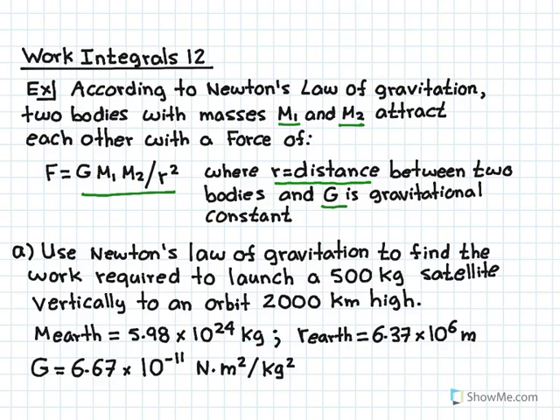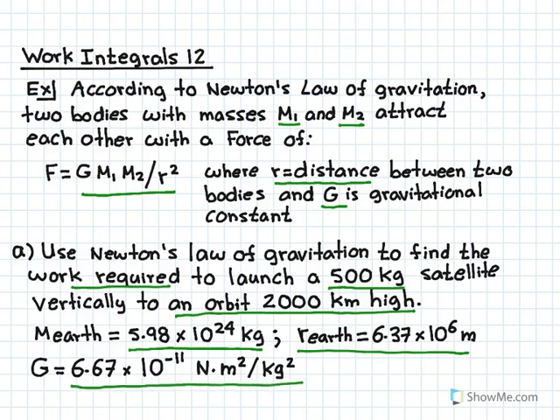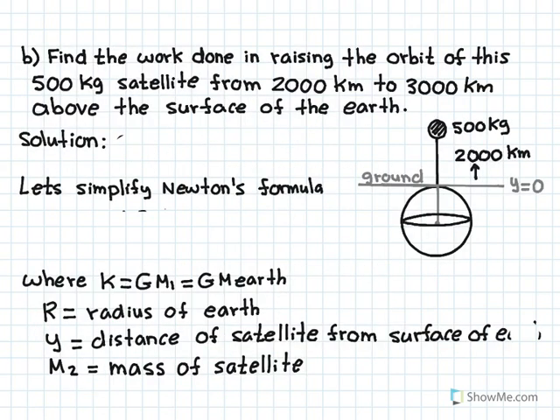Part A of the question asks us to use Newton's law of gravitation to find the work required to launch a 500 kilogram satellite vertically to an orbit 2,000 kilometers high. That means we're launching this satellite from the surface of the Earth at ground level up to a height of 2,000 kilometers. Mass of Earth is 5.98 times 10 to the 24 kilograms. Radius of Earth is 6.37 times 10 to the 6 meters. And the gravitational constant of the universe is 6.67 times 10 to the minus 11 Newton meters squared per kilogram squared. These are constants that we need to use in our calculations.